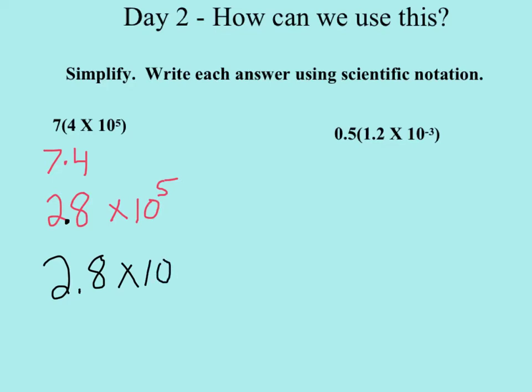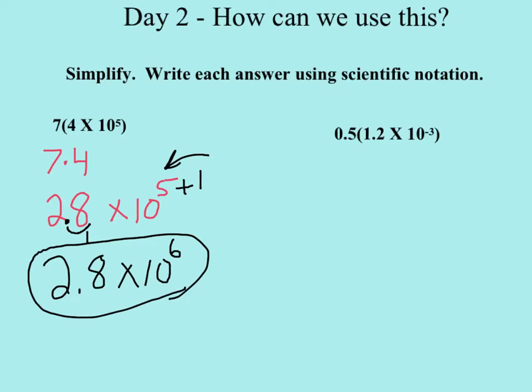Now, I need to move it one spot to the right. Because this number is bigger than 1, 28, that's a positive move. So I'm going to add 1 to the exponent I already had on my 10. So I will increase that to 6. I'll show you later on. I'm going to be doing this in the video a lot, so you'll see it again.